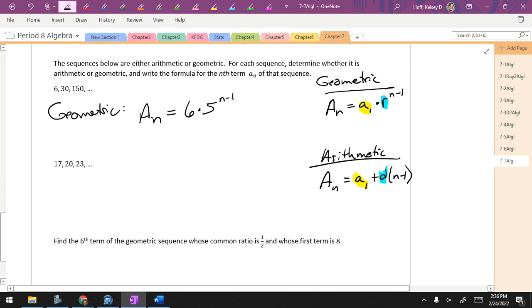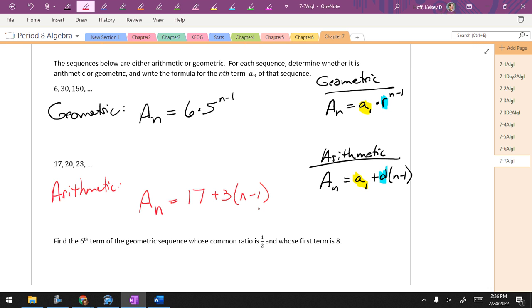17, 20, 23. Arithmetic. On your own, fill that one out. This is going to take you way back, so now I have the hiccups. A of n equals 17 plus 3 parenthesis n minus 1. Do you have to distribute and combine like terms? What if your common difference was negative? And so instead of plus 3, it would be a minus whatever the case is.